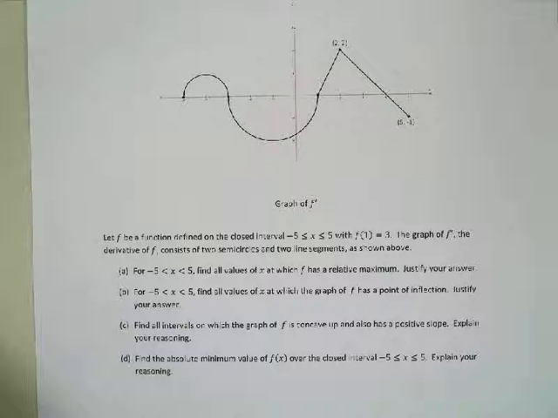So for example, negative 3 is the relative maximum of F. How do we justify D? How do you do D? Well, I know how to do it. It's more like explaining your reasoning. So, find the absolute minimum value.